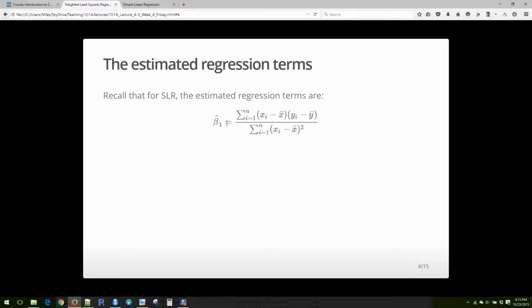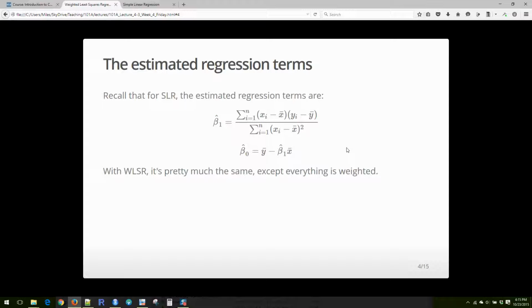We estimate the slope this way, and we estimate the intercept this way. I don't know if you remember this stuff. This is in one of the older lectures about estimating this. Sum of xy and sum of squares x, and then once you get the slope, you find the mean of y and the mean of x times that, and you get the intercept that way.